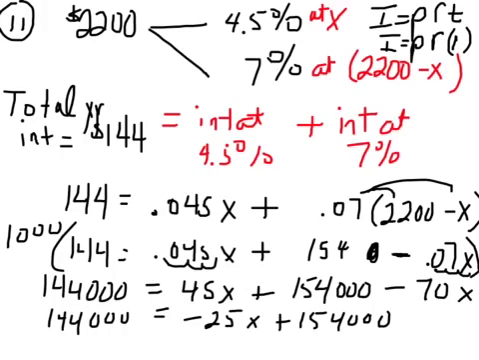And if you remember what you're going to have to do to find out the amount at 4.5%, you're going to move this over here, and then you'll solve for X by dividing both sides by negative 25. When you get X, remember that's the amount at 4.5%, and then you'll have to subtract X from 2,200 to get the amount at 7%. I'm going to leave that for you to finish up, but I wanted to help you with the setup of the problem.